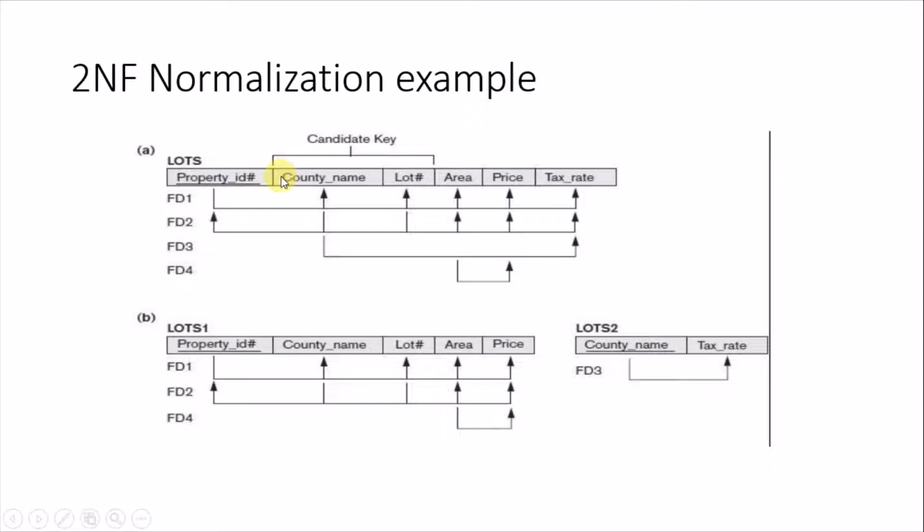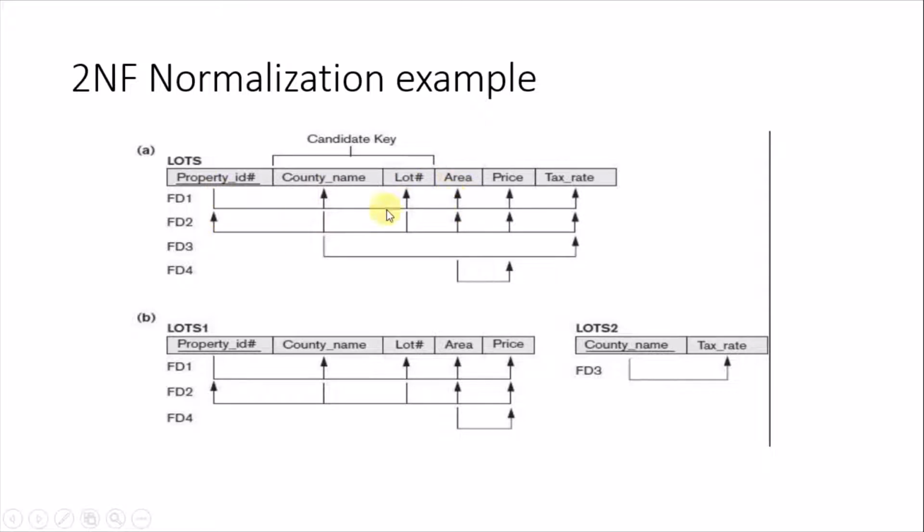We have some functional dependencies in the relation also. FD1 is from property ID number, the primary key attribute of this relation, so it determines all other attributes. Property ID number functionally determines county name, lot number, area, price, and tax rate. That is the first functional dependency.